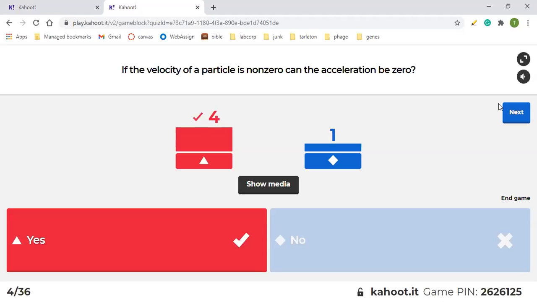It's either positive or negative. Can acceleration be 0? If a particle has a constant velocity of, say, 5 meters per second, then the acceleration is going to be 0 there because it's neither accelerating nor decelerating.